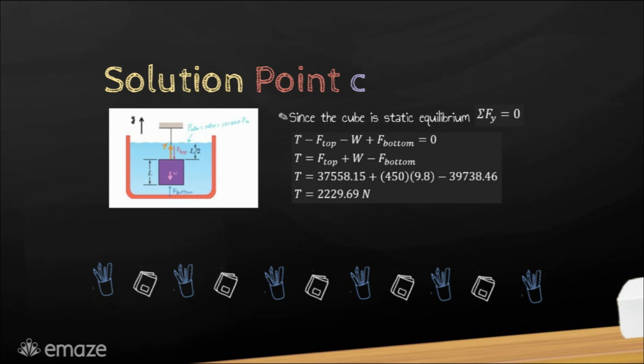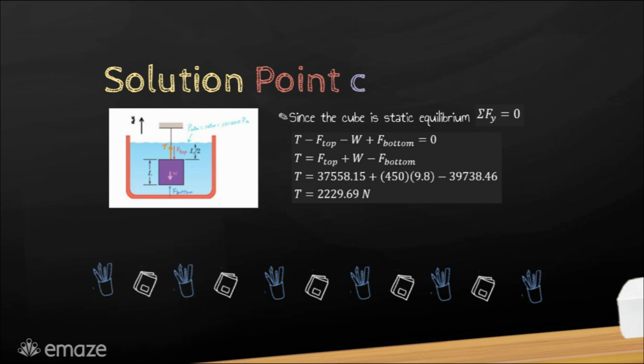Point C asks for the tension experienced by the rope. Since the cube is in static equilibrium, the sum of Fy equals 0. Input all the forces on the y-axis according to their respective directions. It can be written as T minus F top minus W plus F bottom equals 0. Because we are looking for the tension in the rope, it is easier to move all the other components to the other side of the equal sign. So we have T equals F top plus W minus F bottom. With that, all we have to do is put in all the necessary numbers.